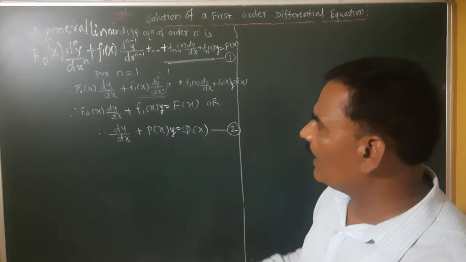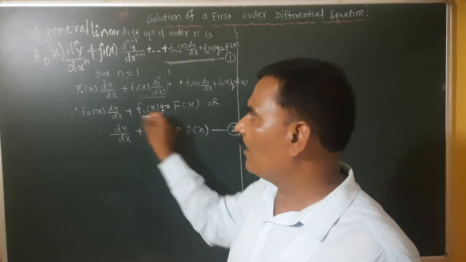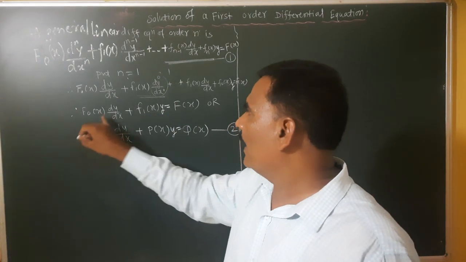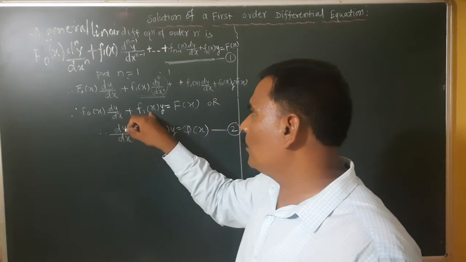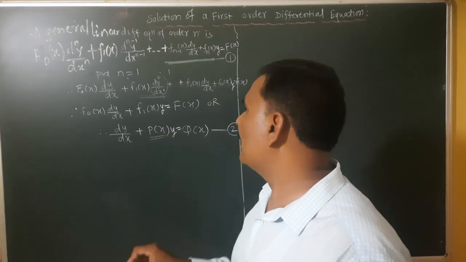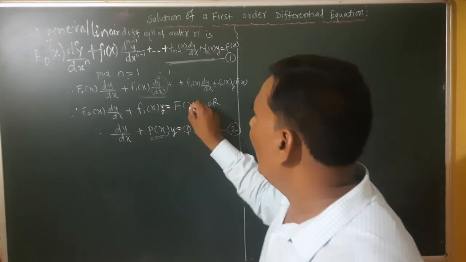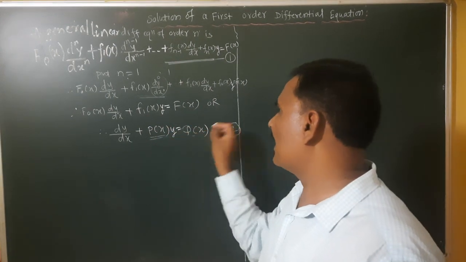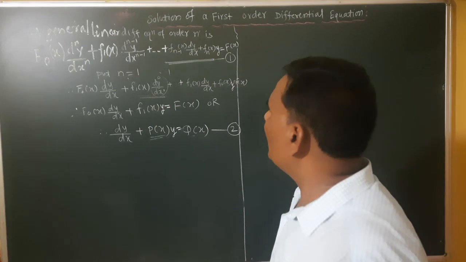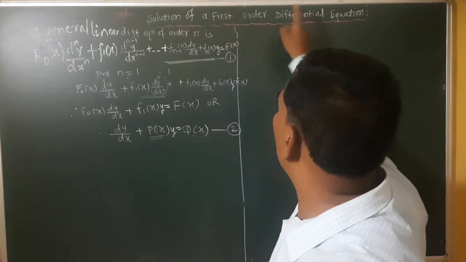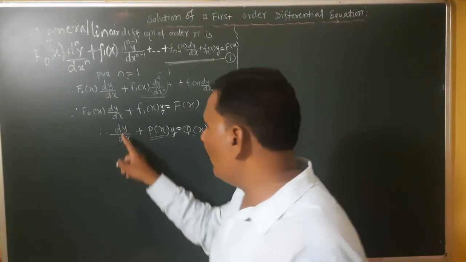Or this can be written as, when we divide this equation by f0 of x, dy by dx is as it is. f1 of x divided by f0 of x is considered as p of x, and f of x divided by f0 of x is considered as q of x. So this is what we have to consider, that is the first order differential equation dy by dx.